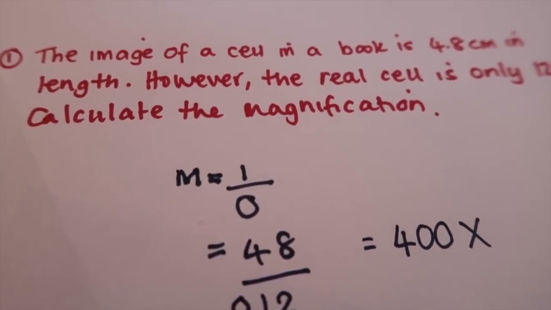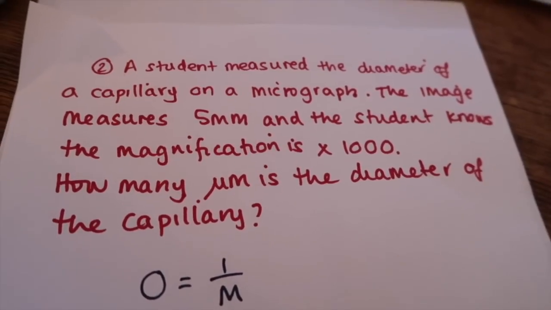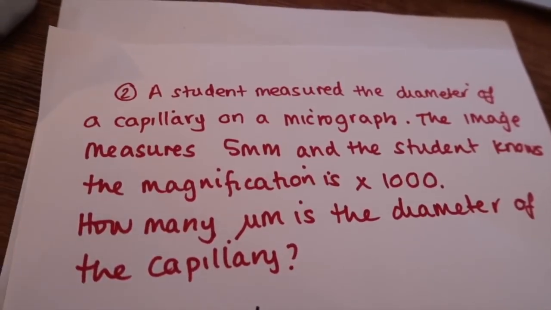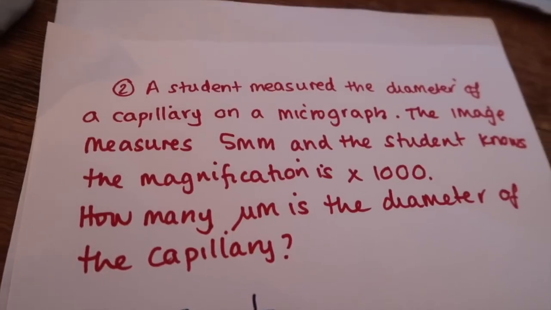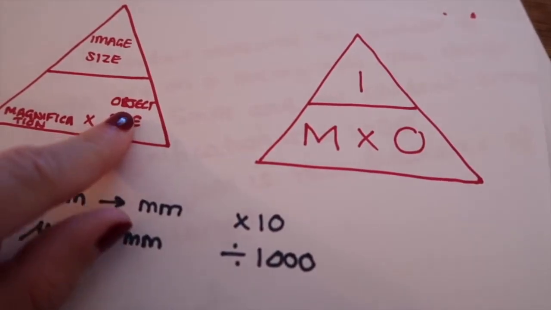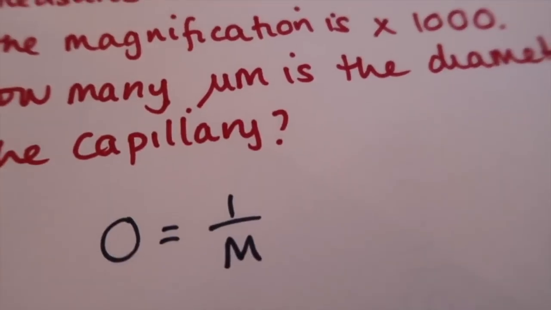Let's look at another question. A student measured the diameter of a capillary in a micrograph. The image measures 5 millimeters and the student knows the magnification is times 1000. How many micrometers is the diameter of the capillary? Using our formula triangle then, we're after the object size, so we're going to do object size equals image divided by magnification. So I've written the equation here.